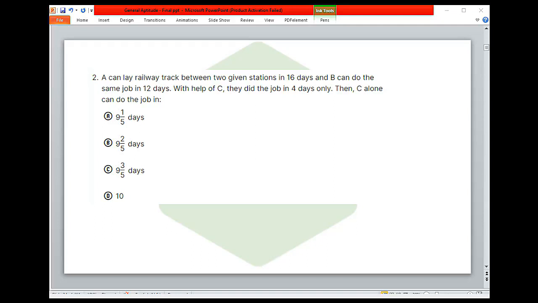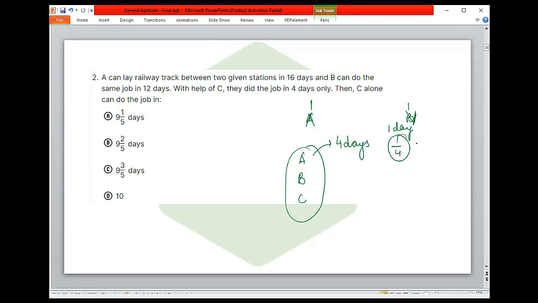Okay, look into the question now. A can lay the railway track between two stations. Three people, A, B, and C, are working. If all three work together, they can complete the work in 4 days. Okay, that means in a single day, the work done is 1 upon 4, right? All together. A can individually complete the work in 16 days.